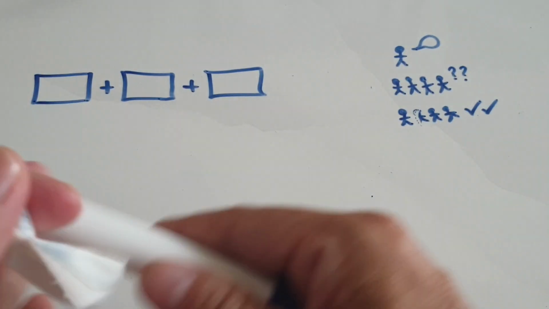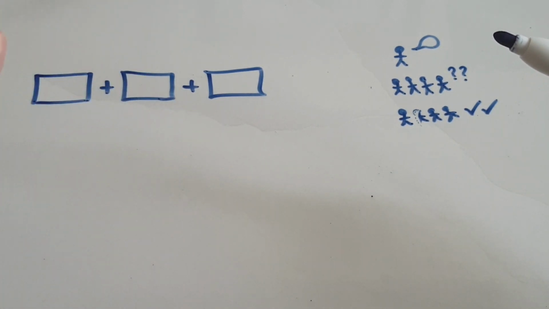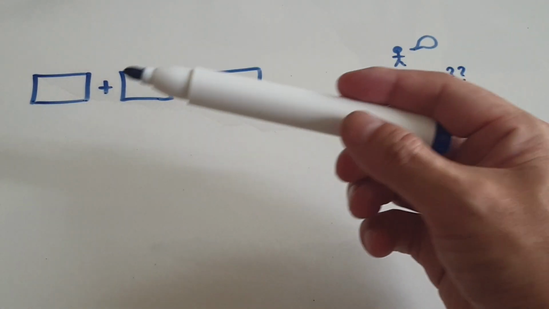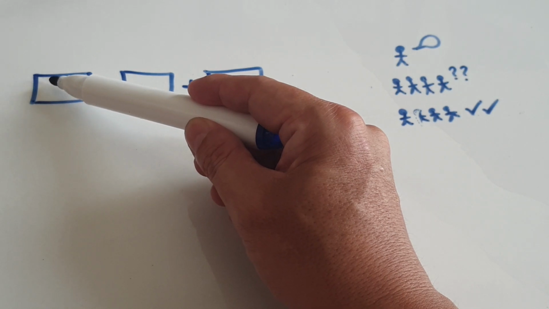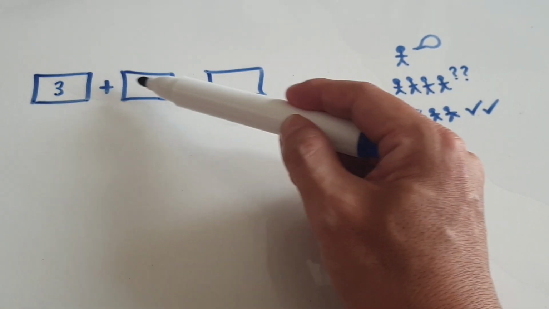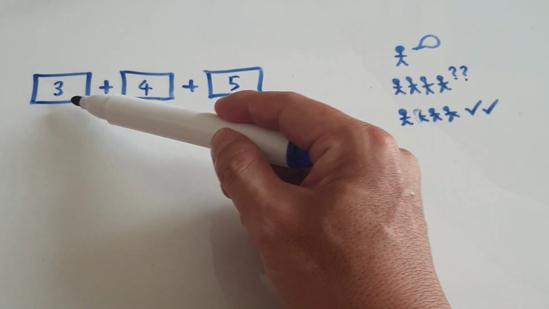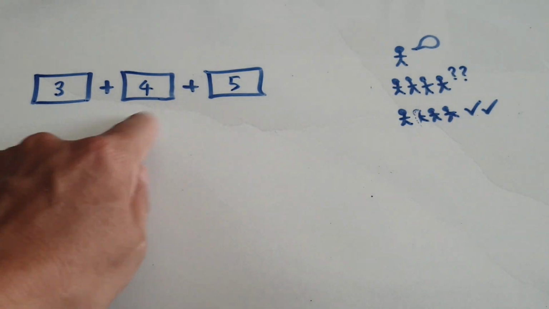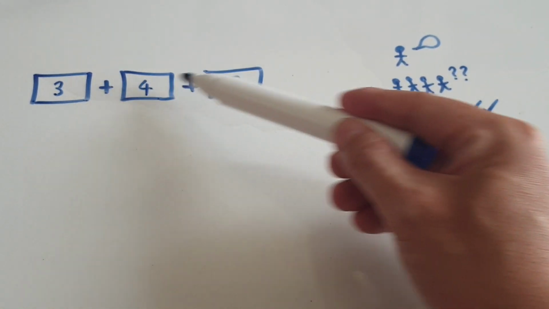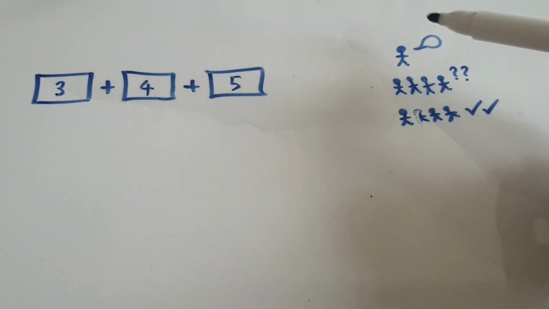The example is: the sum of three consecutive numbers will be divisible by 3. So for example, let's randomly select 3. You've got 3, 4, 5. Three consecutive means one after the other. When you add them all up, whatever the answer is, it will be divisible by 3. So that's our statement here.